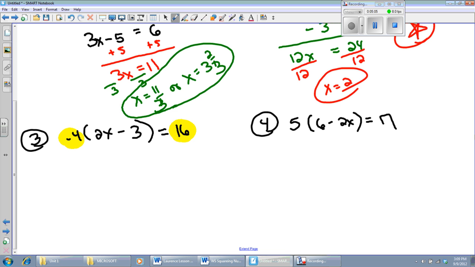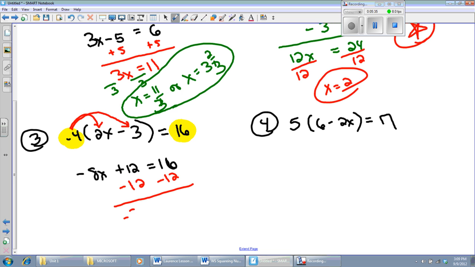But I'm going to distribute just to get it through. This is how you do it. Okay, now be very careful here. -4 times 2x is going to be -8x. -4 times -3 is going to be a +12. That'll equal 16. There we go, that looks better. And I will subtract 12 from both sides.